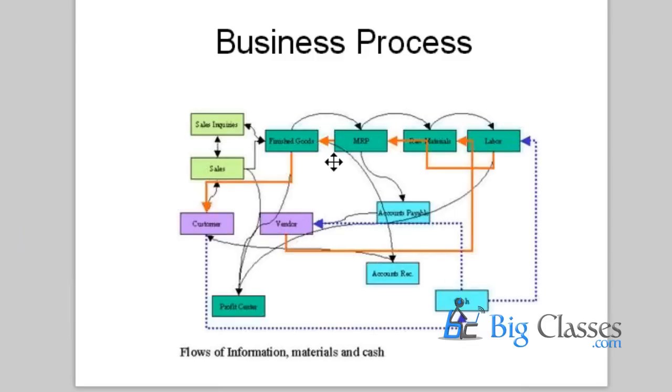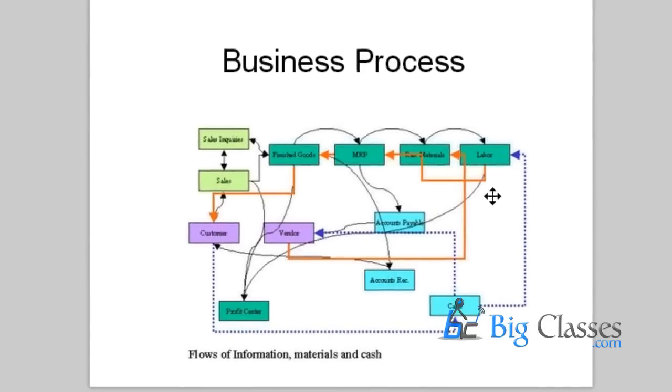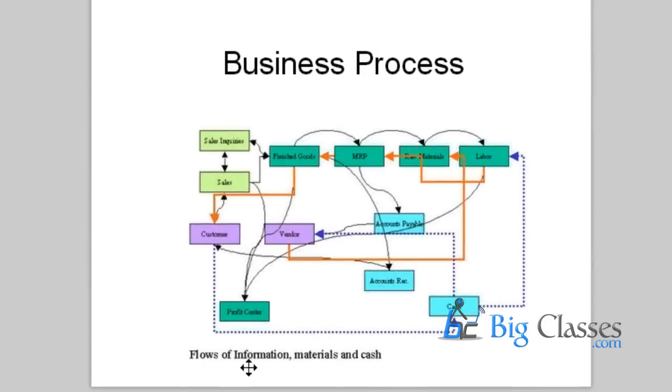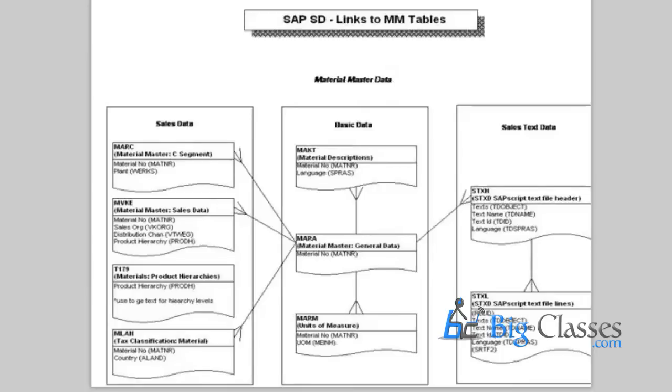So it's a fusion of both material and the cash, how the flow happens from the inquiry to the sales to the finished good, the MRP offering, the labor cost, the customer, the vendor, the profit. Now, for a functional owner, this is the flow. For a technical guy, this is the flow.